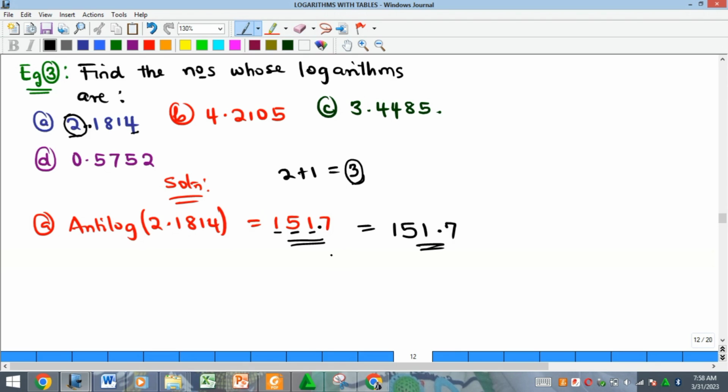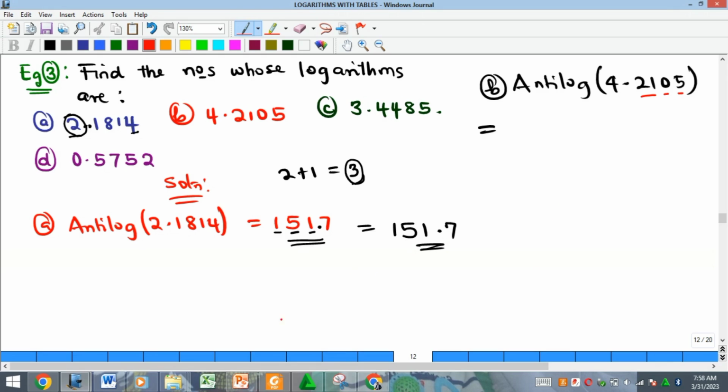We're going to take example B, and I will allow you to take the other two in order to make sure you have understood this perfectly. So let's look at B now. For B, we are looking for the anti-log of 4.2105. Okay, so in other words, we are going to use 21 under 0 difference 5 to get the number. Then we use 4 to know the position of the decimal point.